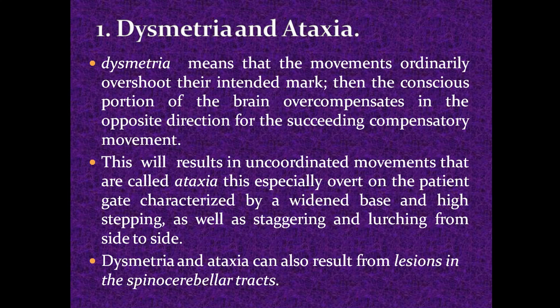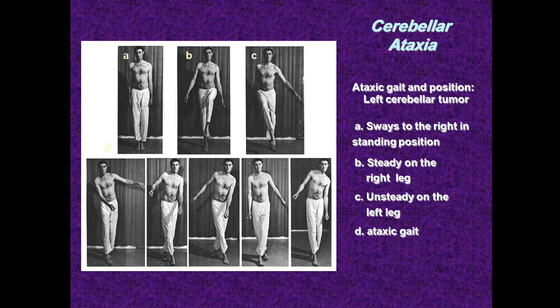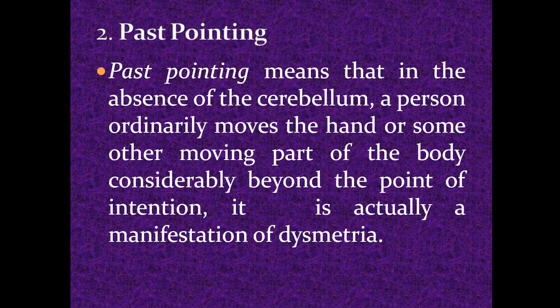Also, there are uncoordinated movements, ataxia, with the patient's gait showing a widened base and high steppage gait, as well as staggering and lurching from side to side. Dysmetria and ataxia can result from lesions in the spinocerebellar tracts. This is ataxic gait, swaying to the right in standing position. This is the ataxic gait.